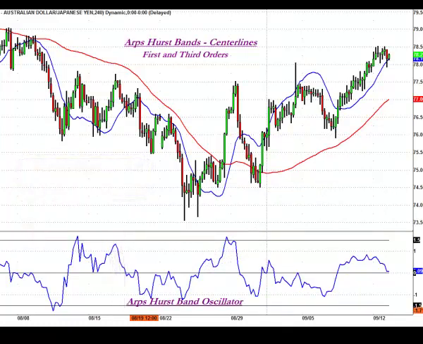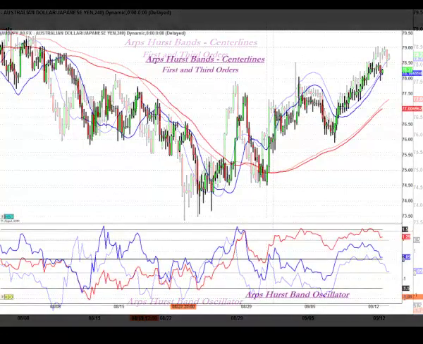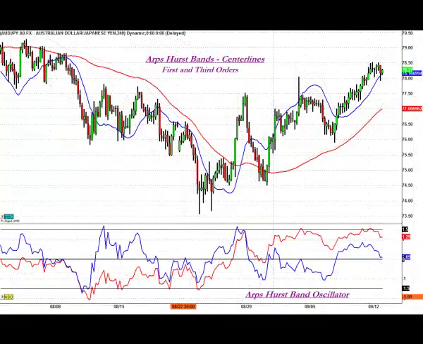User inputs allow the trader to choose which exponential order he or she wishes to study, as well as what level of sigma to define as overbought or oversold. Another interesting way to utilize the Hurst Band Oscillator is to plot two versions of the tool on top of one another with different exponential orders and/or look-back settings, creating a tool which can be used in a manner similar to a MACD oscillator.